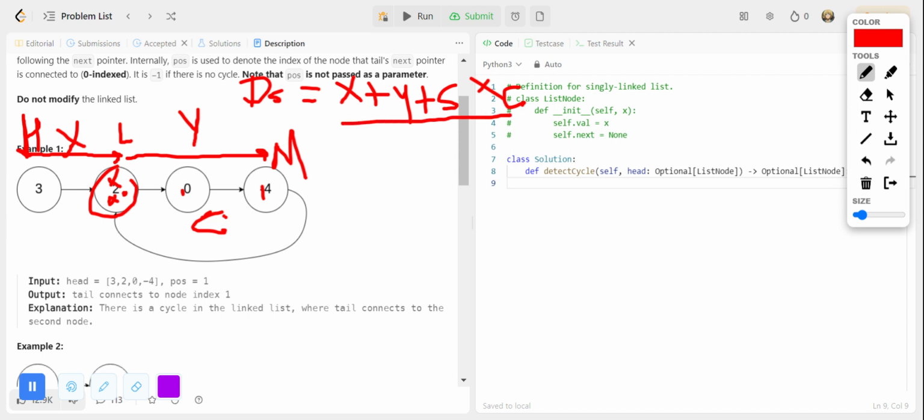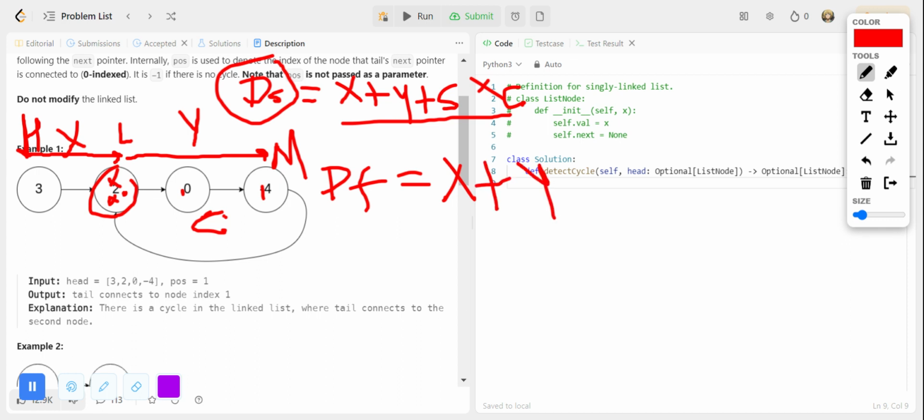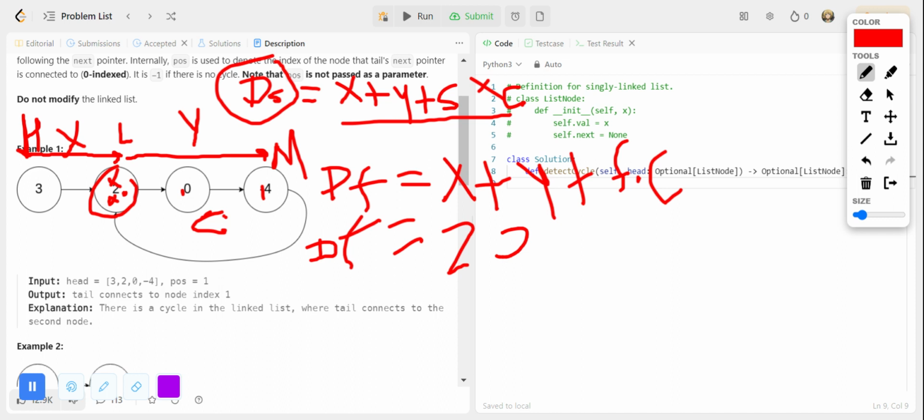At a certain time, the distance the slow pointer moves, and the distance the faster pointer moves at the same time, is the sum of x and y, plus f times c, where f is how many times it has moved around the circle. If the faster pointer travels two steps at a time, the distance it travels should be two times the distance the slow pointer moves. So the distance of the fast is just two times the distance of the slow.